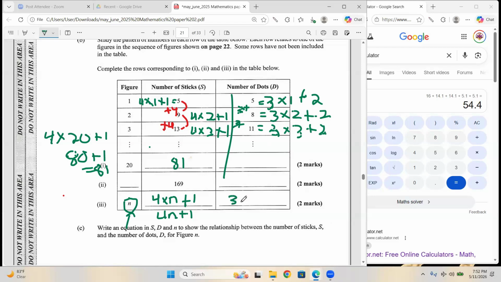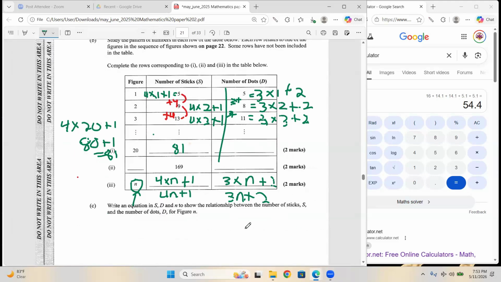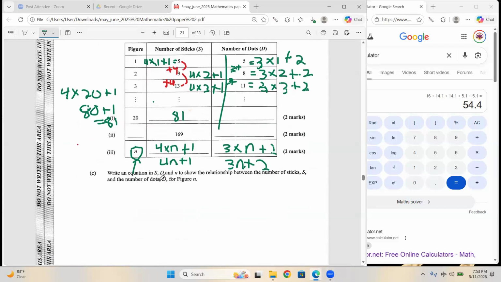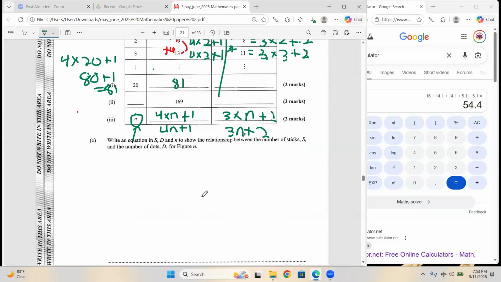So we take 3, we multiply by the figure number, which is represented by n, and then we add 2 to figure out the answers for the number of dots. So 3n add 2. All right, so we're using the same thing here. Try and figure out a space somewhere. I'll do it below. But it's already the equation for S and D to show the relationship for number 6. We already have that. Anyhow, we'll come back to that just now.